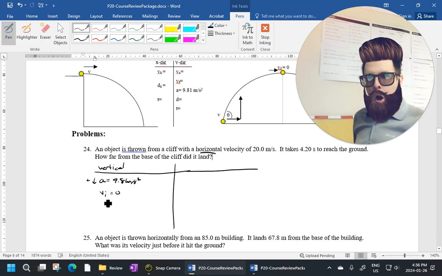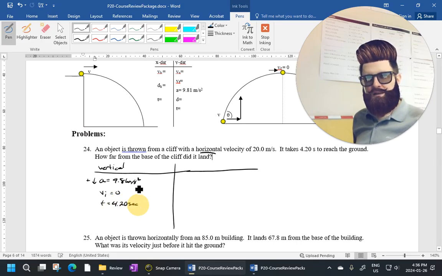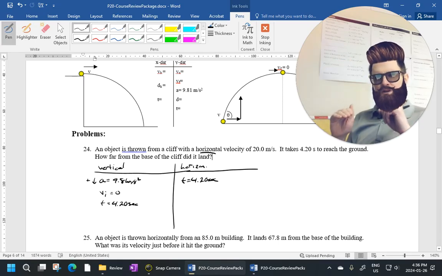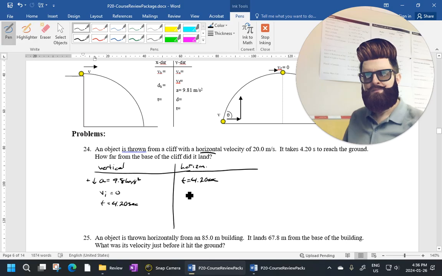And, oh, it gives this time, which is nice. All right, 4.20 seconds. Now what's nice about this is because we have the time in the horizontal direction, that's the same time. Wouldn't make sense that it would fall for a longer time than it traveled sideways. Why would it do that?